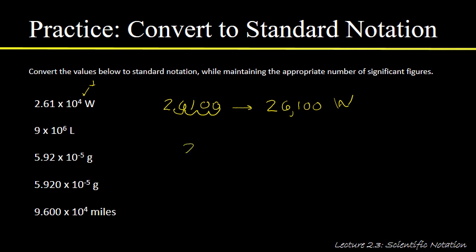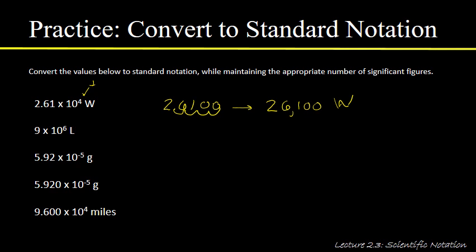If you want to do the intermediate step, you could say this is 2.61 times 10,000, the fourth power, and then just multiply that in your head, or you could even use your calculator. In fact, if you know where the right buttons are, your calculator will convert between standard notation and scientific notation, so you can play around with that too.